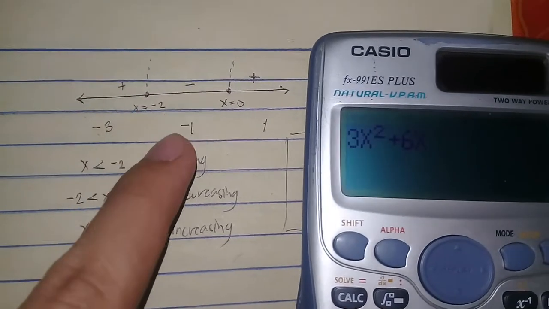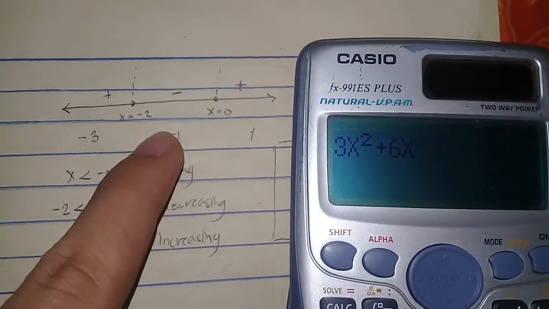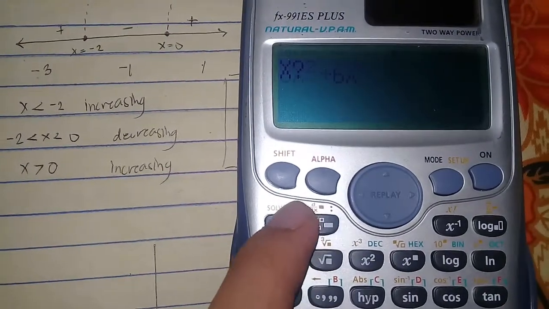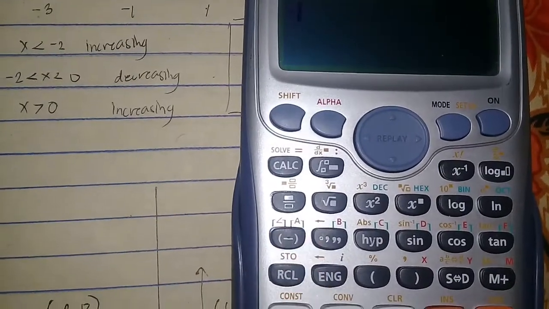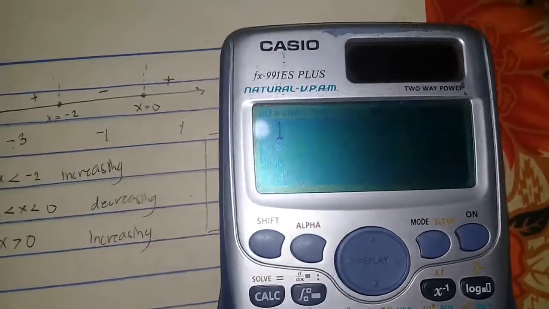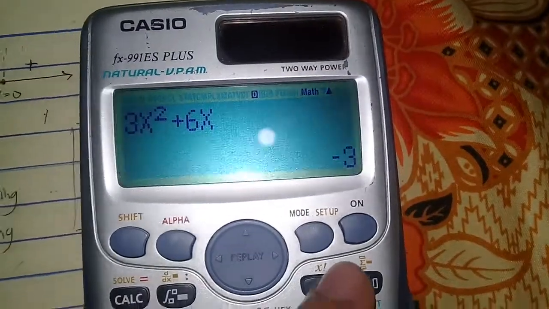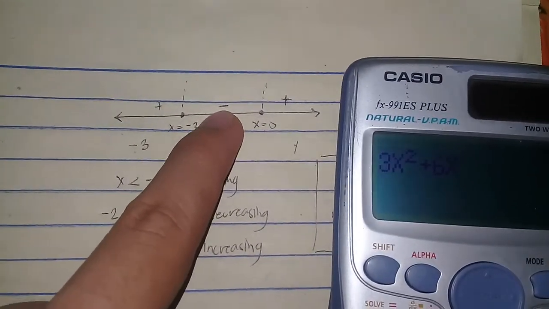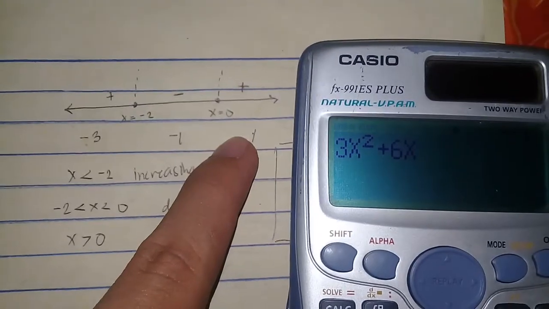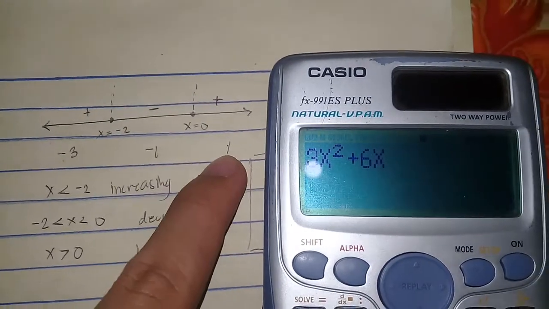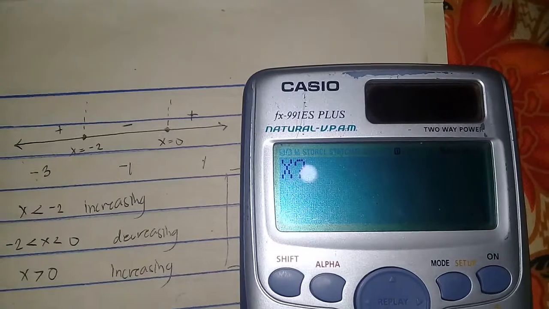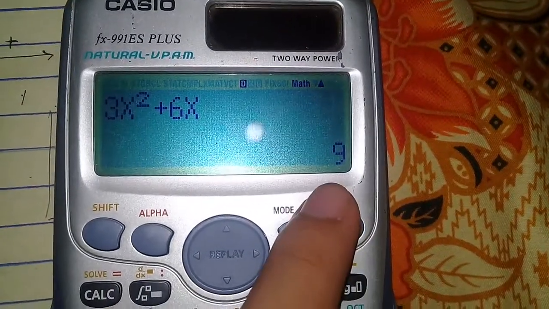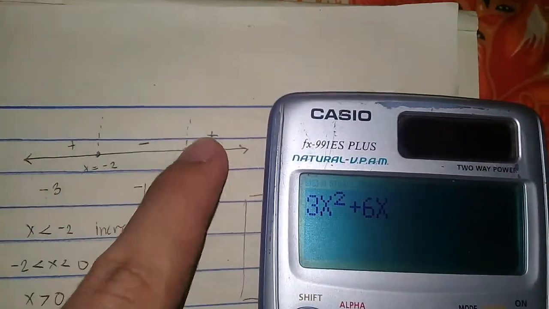Since we decided that the value in between negative 2 and 0 is negative 1, we're going to substitute negative 1 into the derived equation, and we get negative 3. Since it's negative, we're going to put a negative sign in between. For the value greater than 0, we decided to use 1, so we substitute 1, and we get 9. Since it's positive, we write positive.